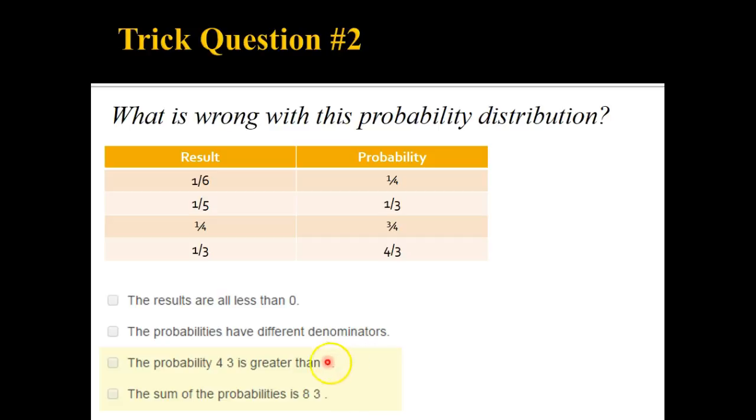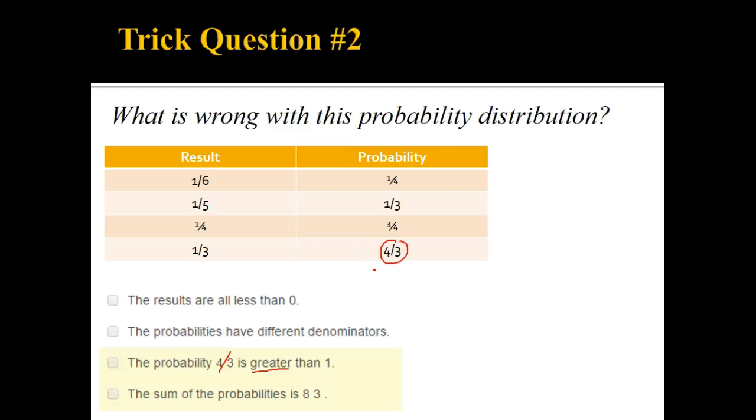Okay, the probability in this one is kind of messed up. I should have fixed this earlier. The probability 4/3 is greater than 1. And that is a problem. The probabilities, remember, have to add up to 1. So if one of them is greater than 1, then they sure don't add up to 1. So you can't have a probability of something happening that's greater than 1.